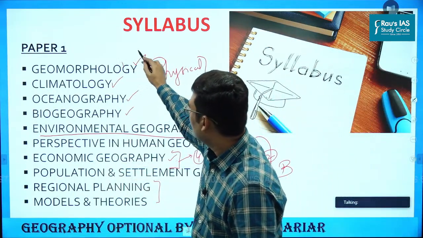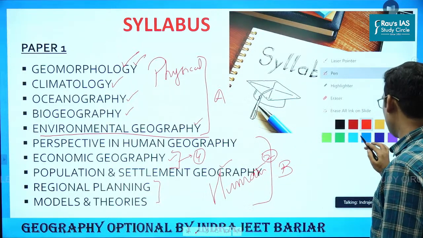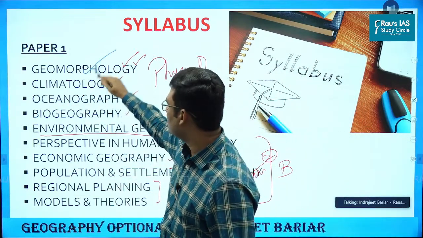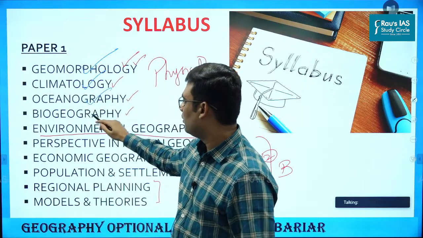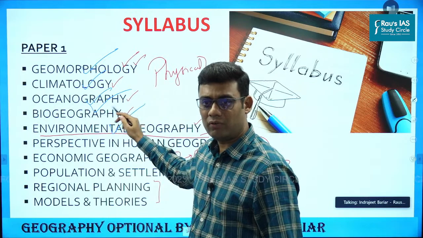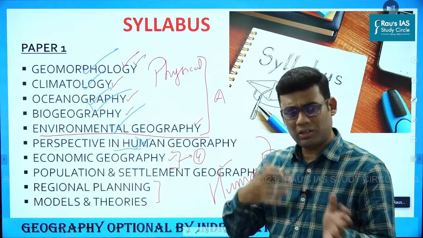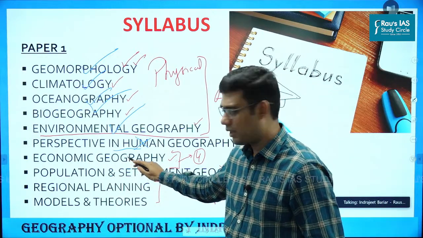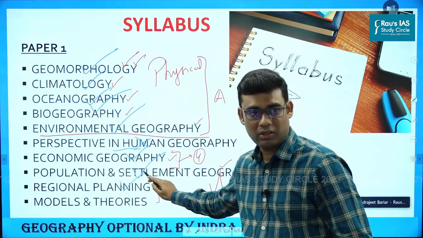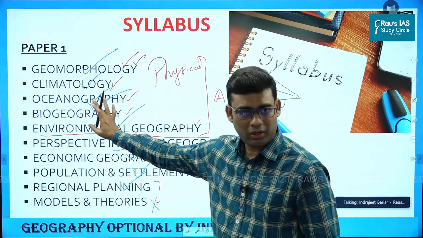is you are going to just tell me which units would be directly applicable to your GS. First, yes. Second, third, soil and all. Absolutely yes. Environment, ecology, biodiversity. Perspective in human geography, no. Okay, these are theories over here. Economic geography, yes. Population settlement, yes. Regional planning, absolutely yes. In your GS, you will get a lot of questions. Models and theories, no. Okay, done.